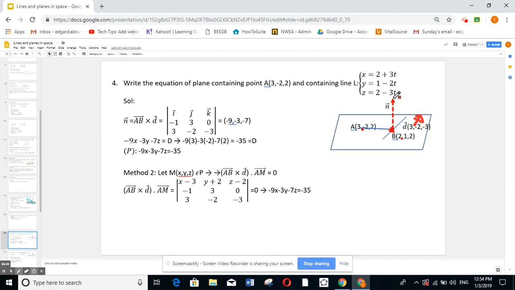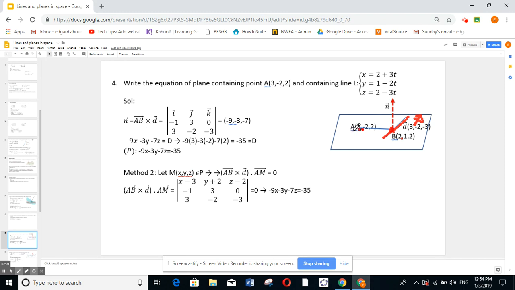So I need to find first of all the norm. To find the norm, what do I do? I do AB cross D, where D is the directing vector of the line. AB cross D will give me the norm because these two vectors are inside the plane. If you do the cross product, it will be perpendicular to the whole plane. So I do AB cross D.